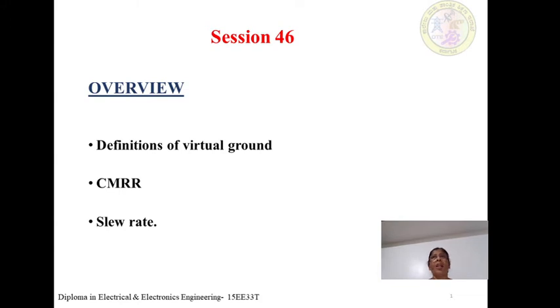Suppose the input V1 is equal to 1 volt and V2 is equal to 0.5 volts, then the output of the differential amplifier will be V0 is equal to 1 volt minus 0.5 volts. This is how the differential amplifier can be defined in brief. Let us see, the differential amplifier has 2 inputs, we said. So what are those 2 inputs?